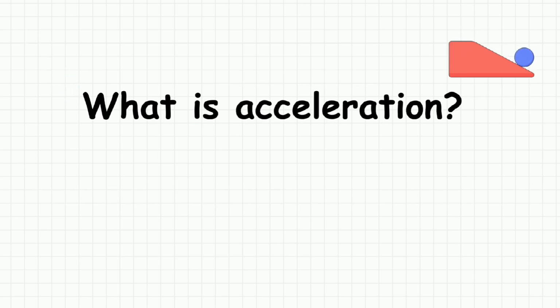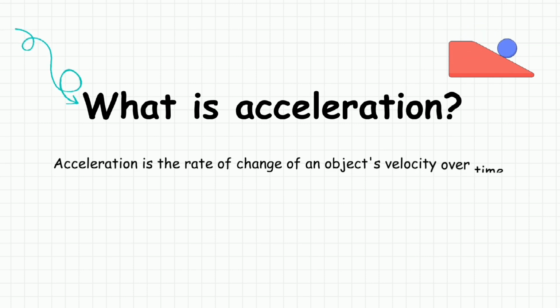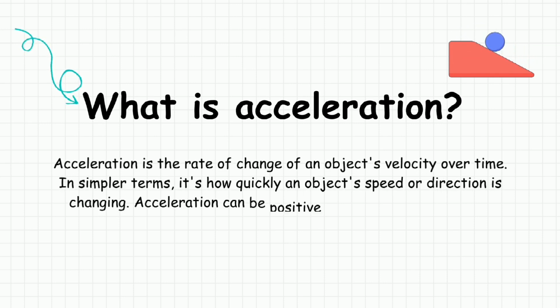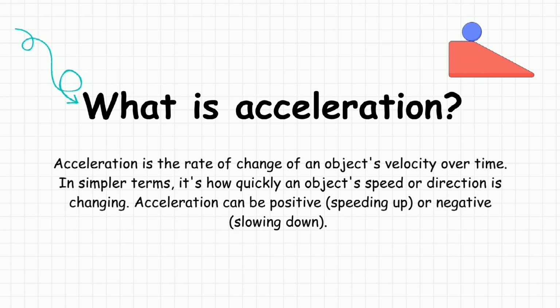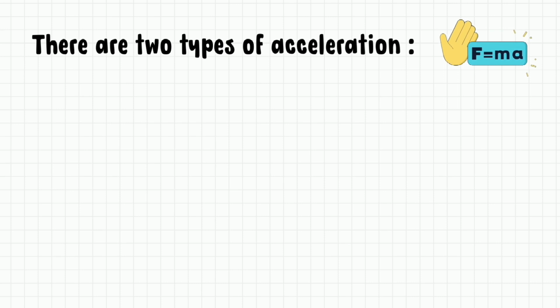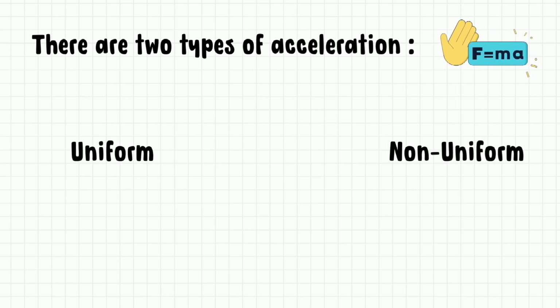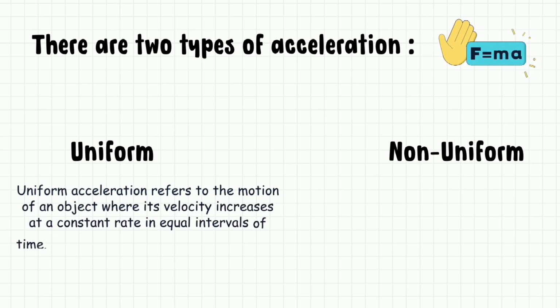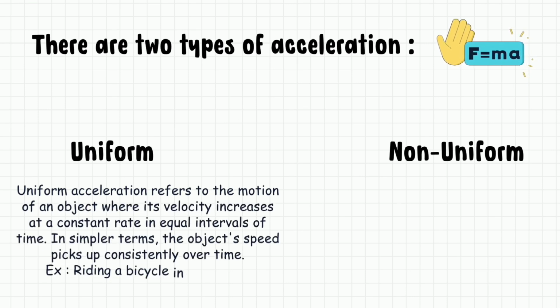What is acceleration? Acceleration is the rate of change of an object's velocity over time. In simpler terms, it's how quickly an object's speed or direction is changing. Acceleration can be positive, speeding up, or negative, slowing down. There are two types of acceleration: uniform and non-uniform. Uniform acceleration refers to the motion of an object where its velocity increases at a constant rate in equal intervals of time. In simpler terms, the object's speed picks up consistently over time.